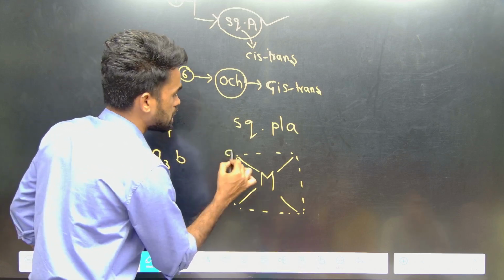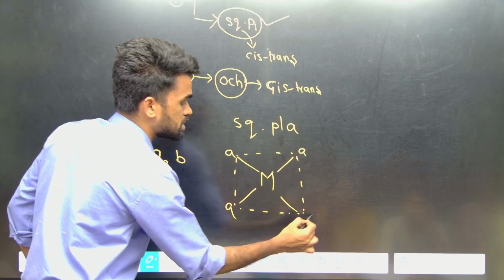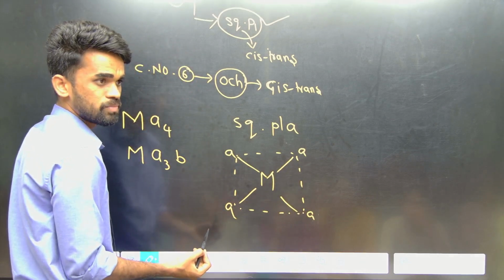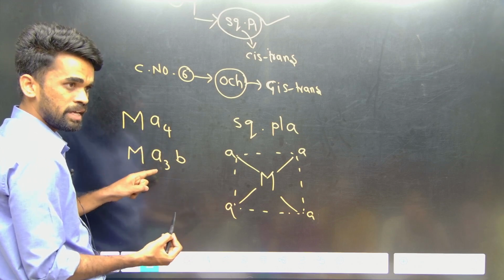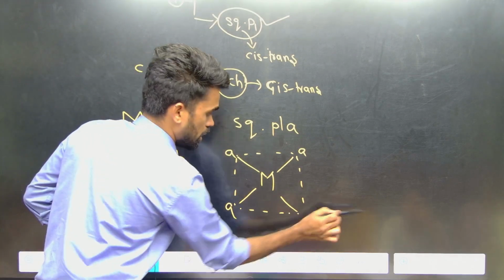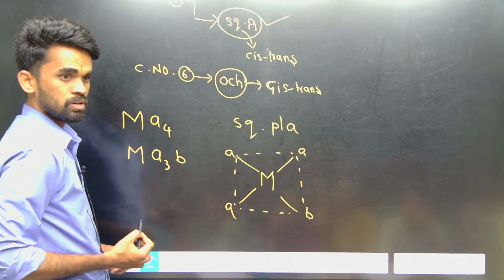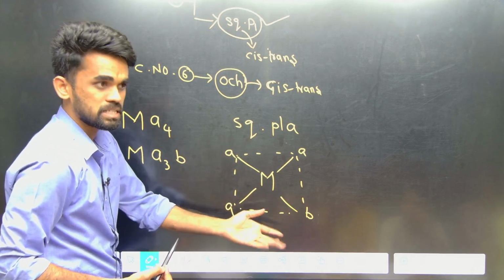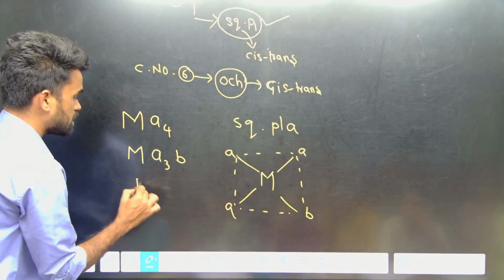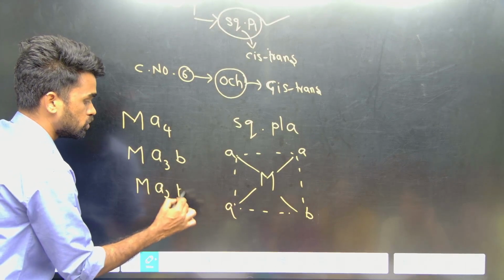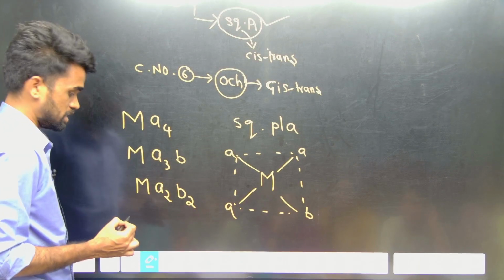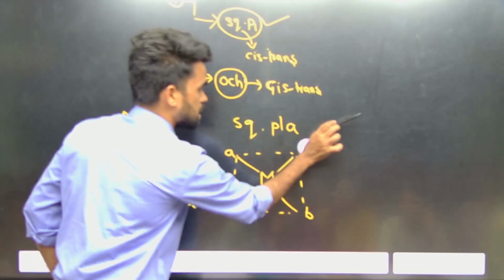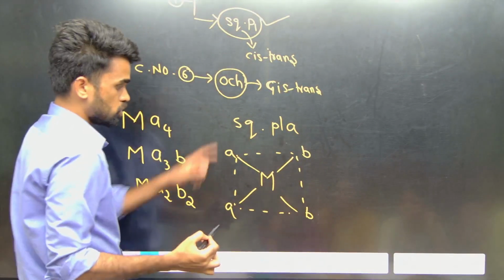If all these ligands are the same, how can I say this is cis or trans? We cannot. Even if 3 are the same and one is different, can we say here? No. With B there, how can I say it is trans or cis? Here also it is not possible. If there is a complex like Ma2B2, is it possible now? Yes. Now I can put both B's like this, so it can be cis.